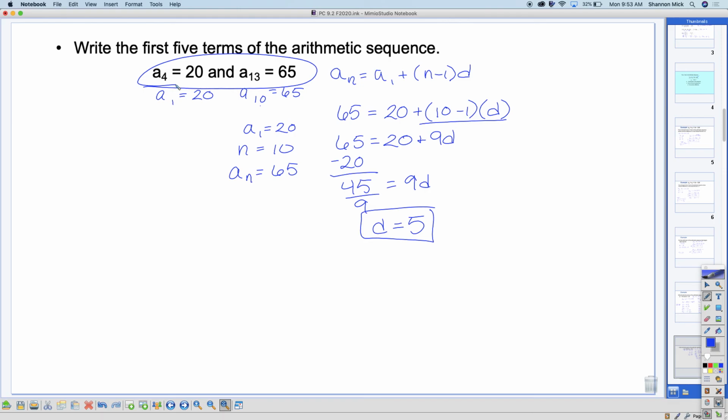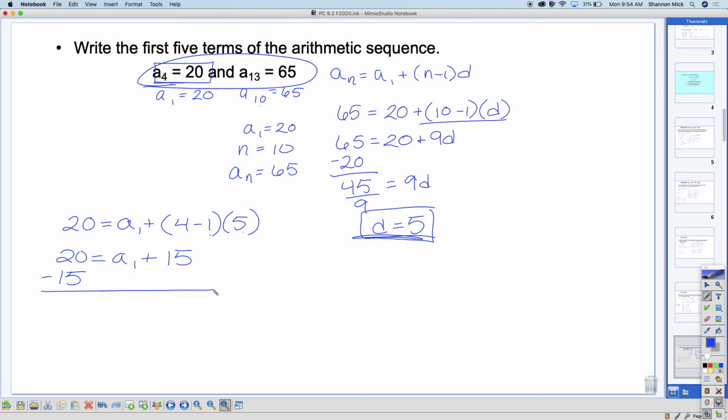A sub 4. So this now is my n and my a sub n. So I have 20 equals, we're looking for a sub 1, plus n, which is 4, minus 1 times 5. So 20 equals a sub 1 plus 3 times 5, which is 15. So I subtract 15, and a sub 1 is 5. And so I have a sub 1 and I have d.